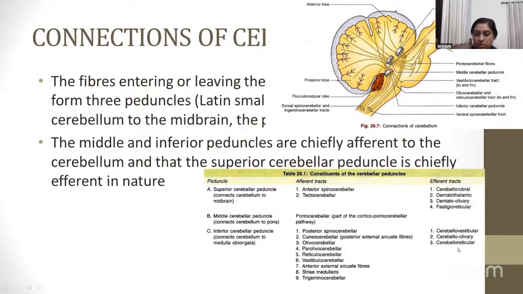Okay. So these are the connections. Mainly, we have three peduncles and their connections. So the superior peduncle is connected with the midbrain, the middle is connected with the pons, and the inferior is connected to the medulla.